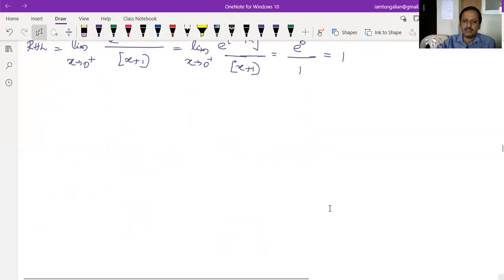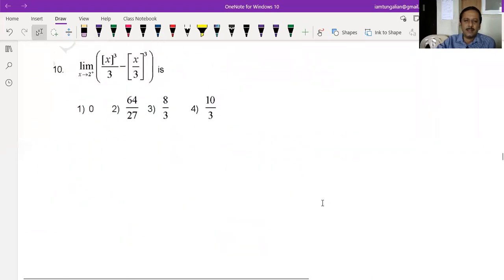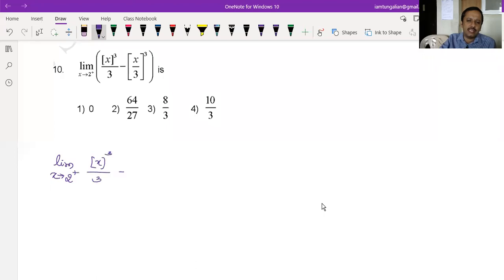Okay, next. Okay, let's have a look at question number 10. Another question on step function only. Limit x tends to 2 plus, step x whole cube by 3 minus step of x by 3 whole cube.